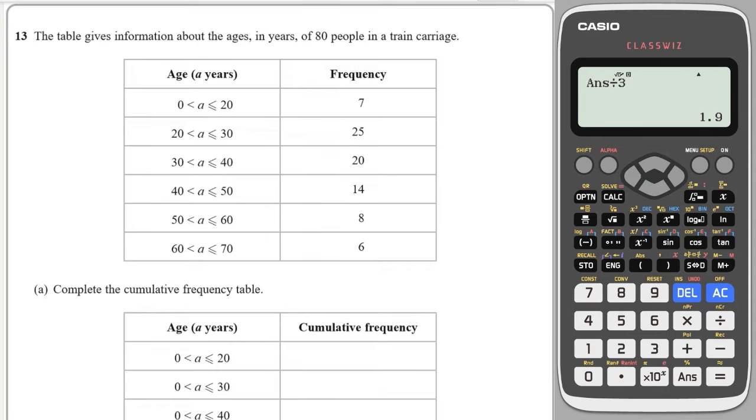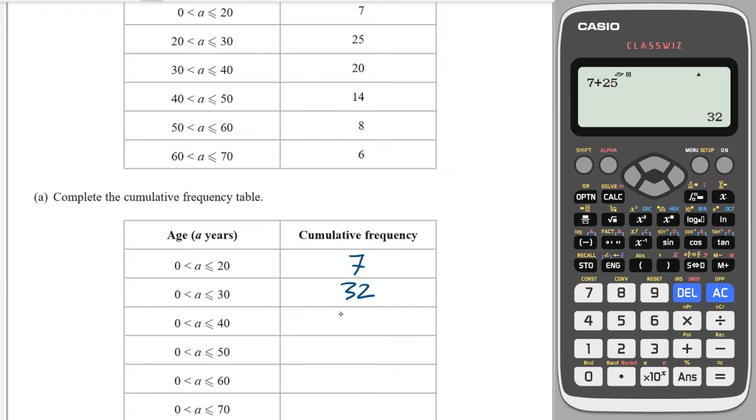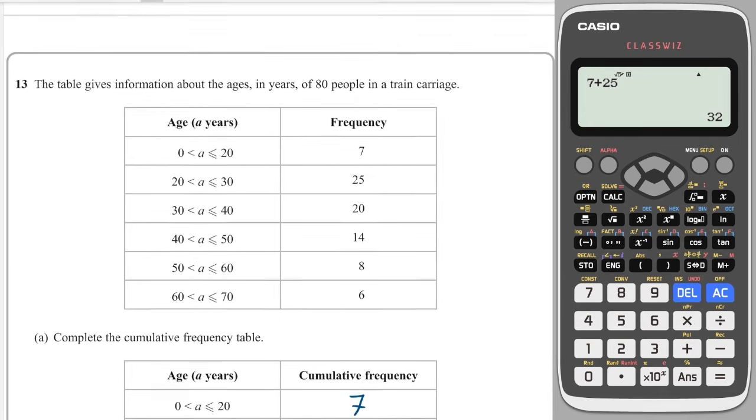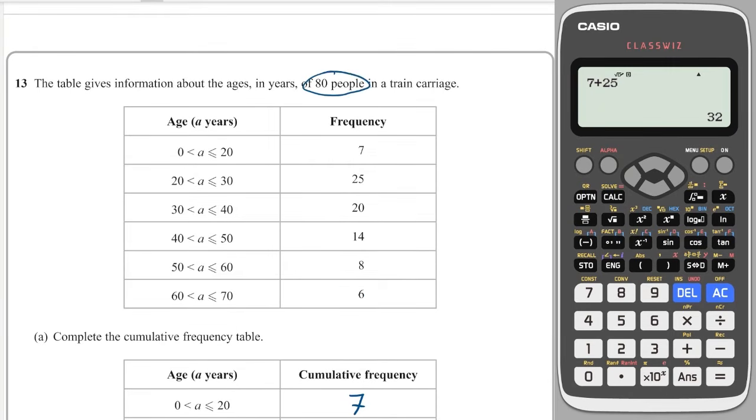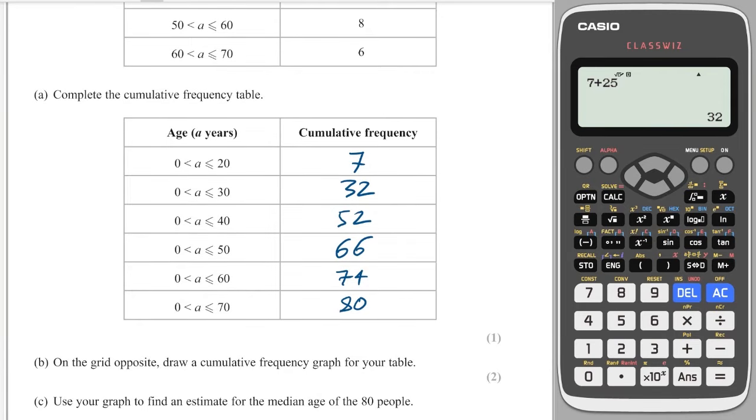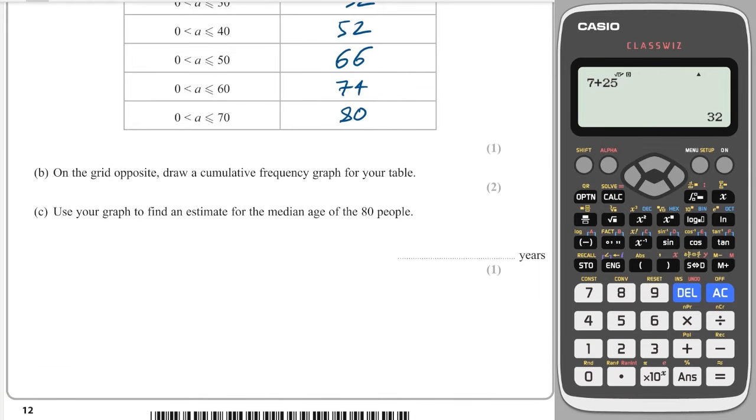Okay, we have a cumulative frequency table. So in order to work out the cumulative frequency, we add up as we go along. So we start with 7, we add on the next value of 25, and 7 plus 25 is 32. We then add on 20, so that will give me 52. We then add on 14, which will give me 66. We add on 8, which will give me 74. And we add on 6, which will give me 80. And we go up to check, yes, there are 80 people, so we should end up with a total cumulative frequency of 80. And now it's asking us to draw that graph.